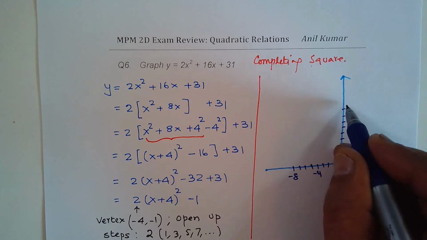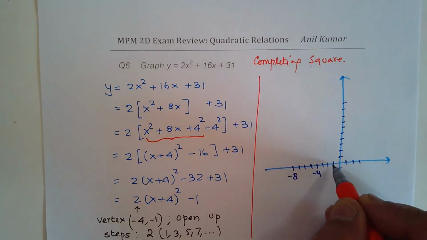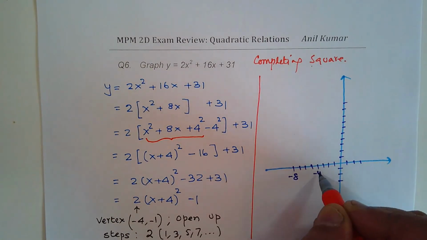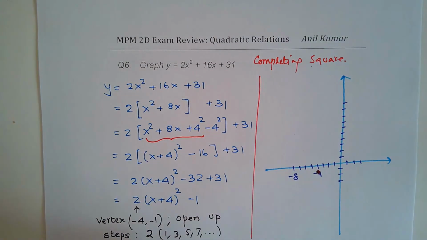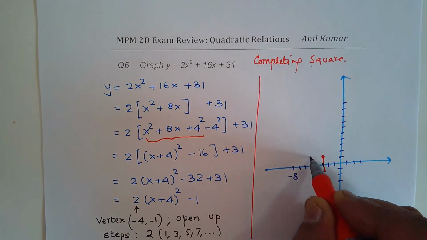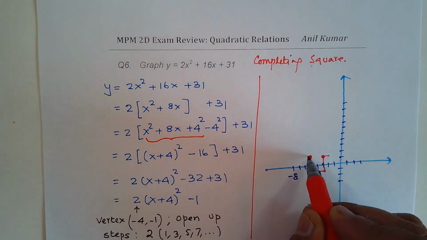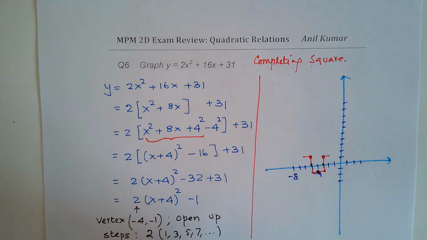Okay. So the first point is the vertex itself, which is at -4, -1. So 1, 2, 3, 4, and -1 means you come downwards. So that is your point, -4, -1. Now the steps are, when you multiply by 2, you get a step of 2. It opens up. So when you move this side, you have to move 2 units up. So that is the second step. Do you see that? Third step will be 6 up. So the next time when you move either side 1 unit, you have to move up by 6.